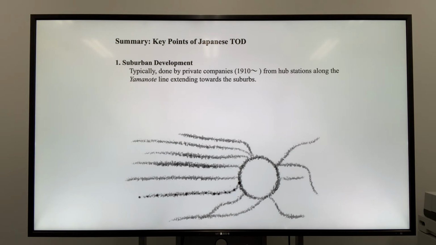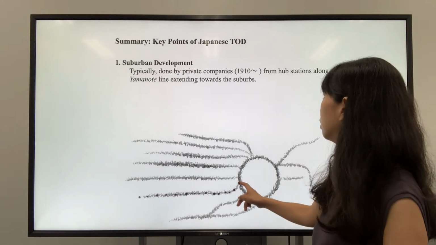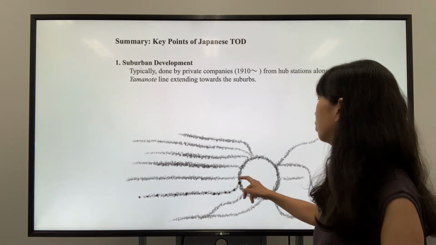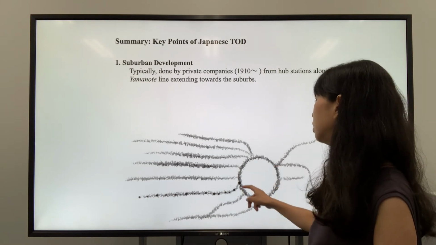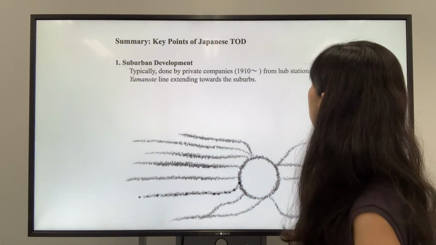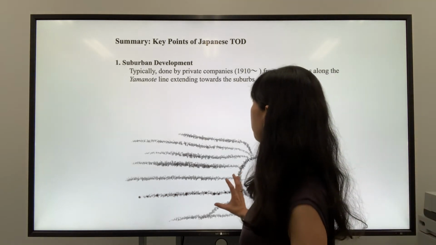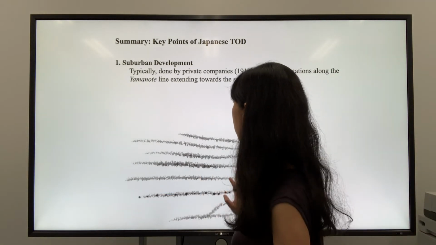The first one is about the suburban development, and typically in Japan, the TODs are more developed by the private company, and then they will have a terminal station that is linked with the JR, which in this case is the Yamanote line, and then they will be developing, extending towards the outskirts.